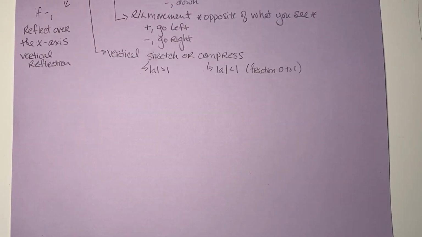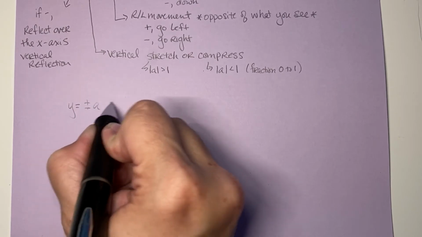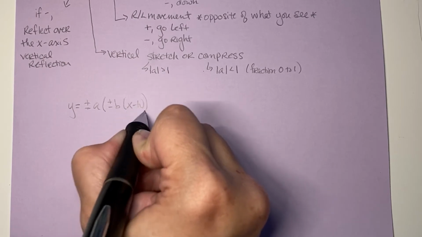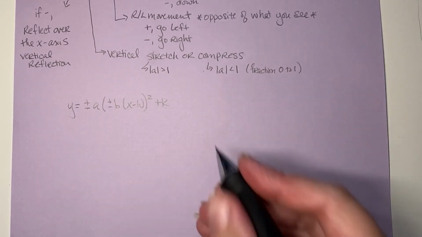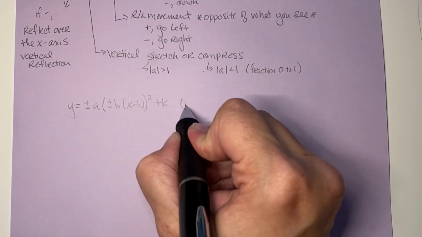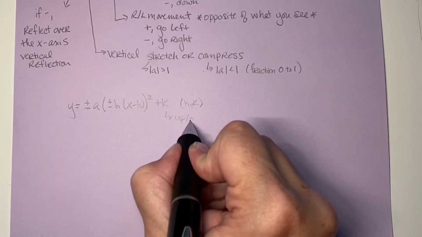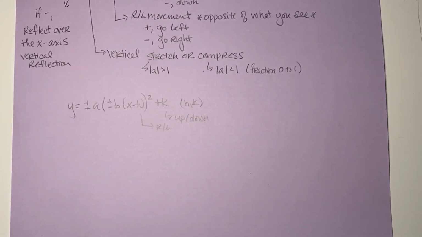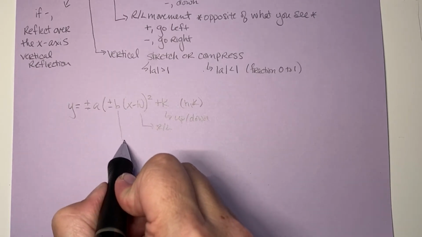Okay, so now let's look at what happens if we throw in a horizontal component into this. So we have y equals plus or minus a times (plus or minus b times (x minus h)) plus k. All right, so the same thing happens here. Your vertex is still (h, k). K still tells you up-down movement. H still tells you right-left movement. The only new thing in this is that there is a b now.